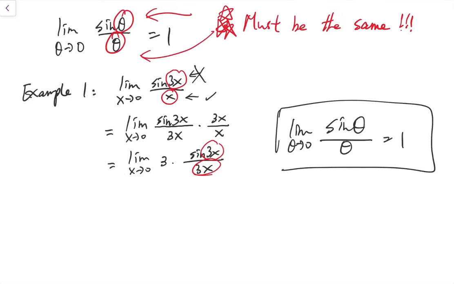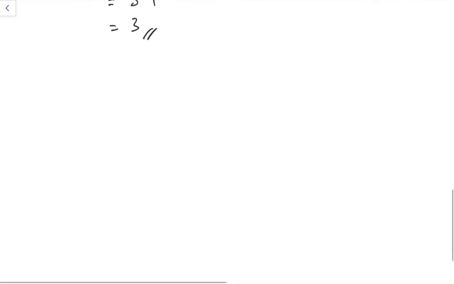Then you may ask, this is x but not 3x, but actually they are the same, right? You should be able to understand. When x tends to 0, then 3x also tends to 0. Then now we can get 3 times 1. So finally the answer is 3.